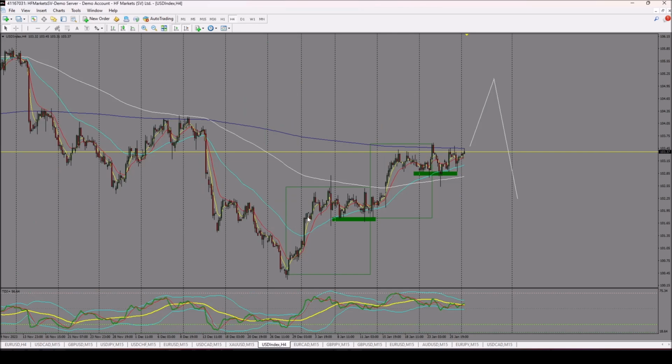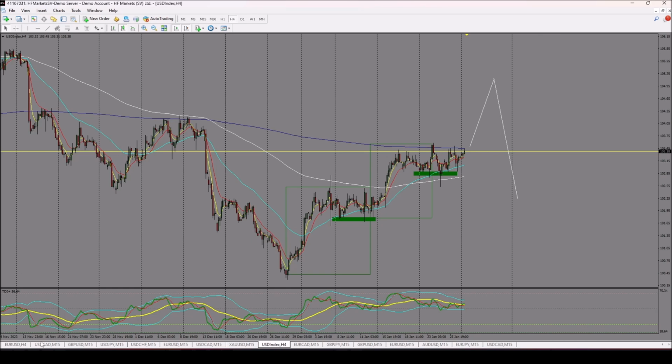So basically, Euro USD is actually inversely correlated to the US dollar index. So if we see the US dollar index rising, it means the Euro USD is going to drop, and if we see the US dollar index dropping, it means Euro USD is going to rise.